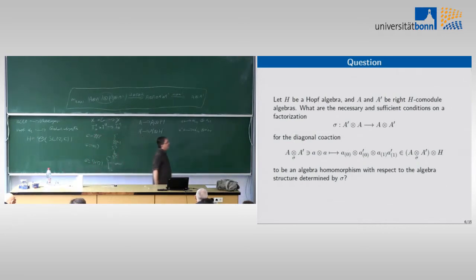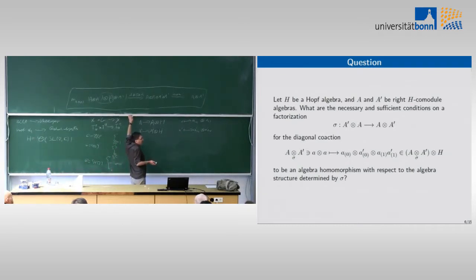And I have a factorization, okay? So I have this linear map from A prime tensor A into A tensor A prime, so it satisfies the two aforementioned properties. And I want this sigma to have one additional property, namely, if I take the algebra structure on A tensor A prime determined by this sigma, I want the usual diagonal coaction, and by diagonal here I just mean given by this formula, to be an algebra homomorphism with respect to this sigma-determined algebra structure, okay?